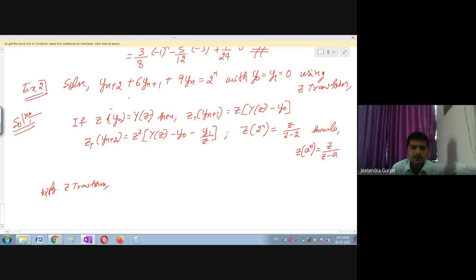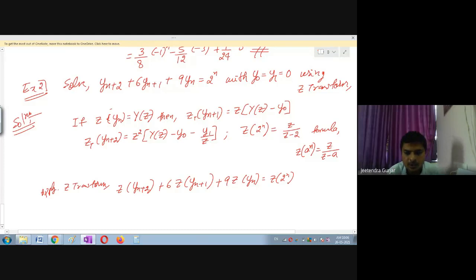See, directly I cannot take partial fraction, students, because this is not in the correct form. So this is in the differential equation form. So I will take here Z transform of y(n+2) plus 6 Z transform of y(n+1) plus 9 Z transform of y(n) is equal to Z transform of 2 raised to n.